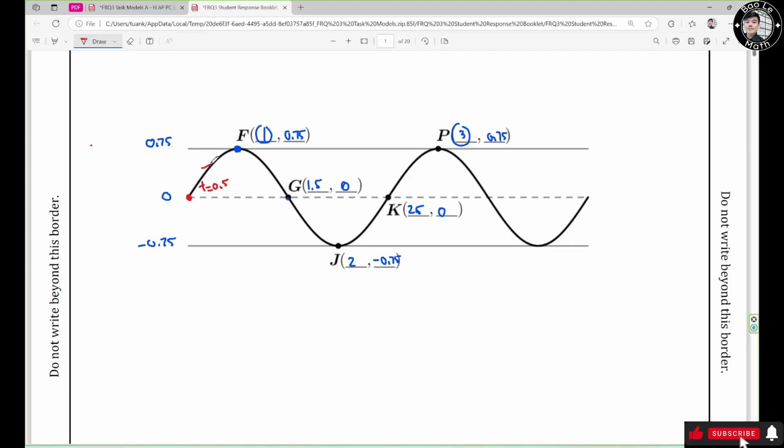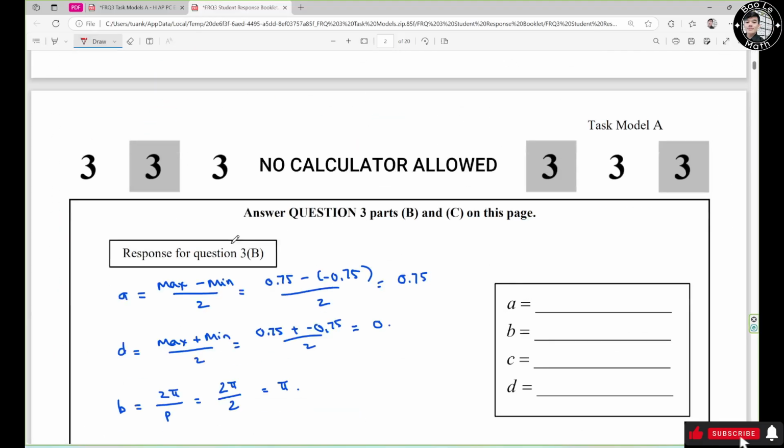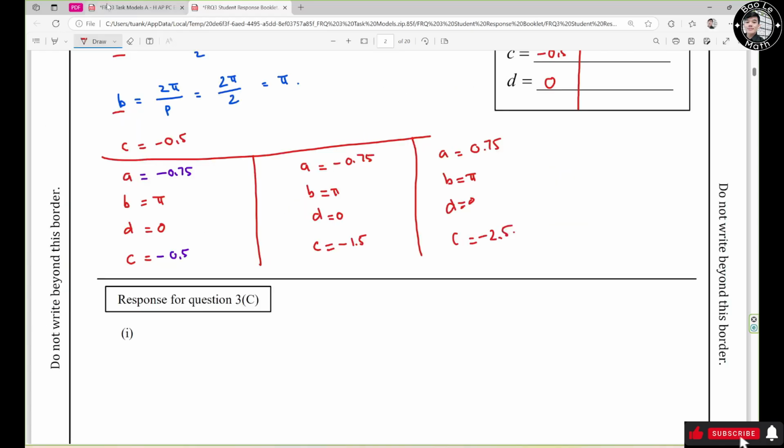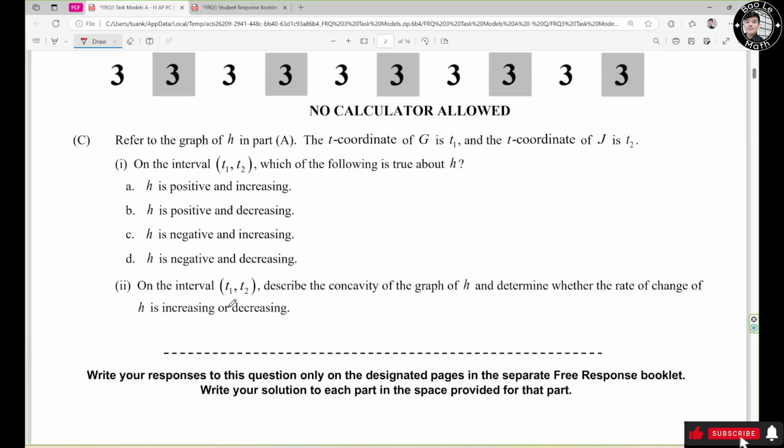So I'm going to go up, the sine function goes up, and then a should be positive. So c right here is going to be negative 0.5. Keep that in mind: if c equals negative, it's a shift to the right. If c equals positive, it's a shift to the left. Right here, you need to write a equals 0.75, b equals pi, c equals negative 0.5, and d equals 0. Alright, this is just one option. You have other options.